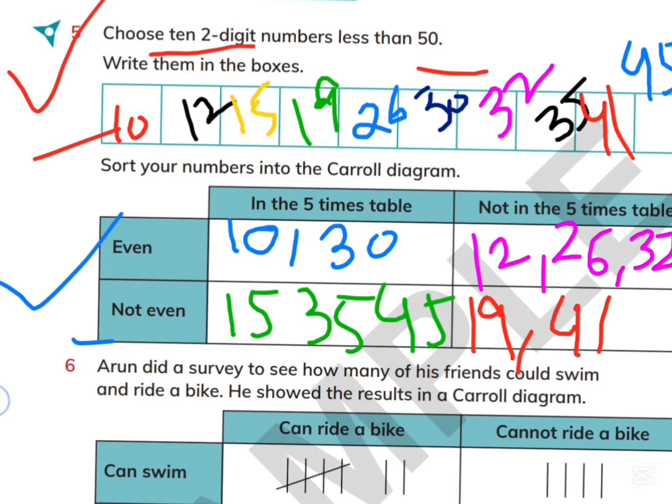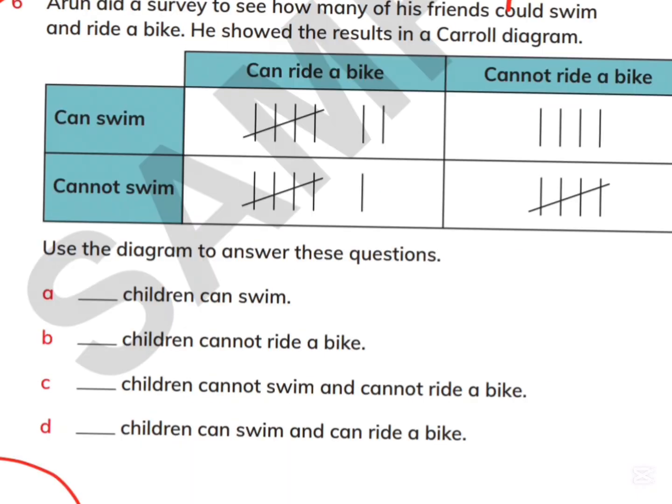Alright, now question number 6. Arun did a survey to see how many of his friends could swim and ride a bike. He showed the result in the Carroll diagram. Can swim: 5 plus 2 is 7, which means 7 can swim. We know that this number is 5. So 7 can swim.